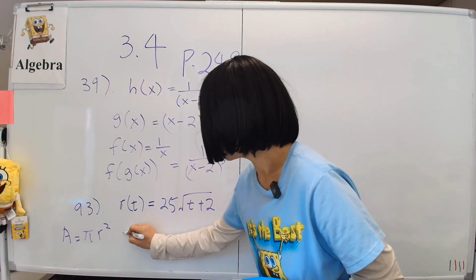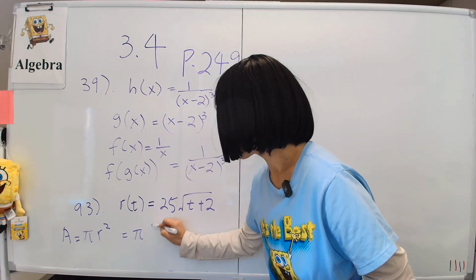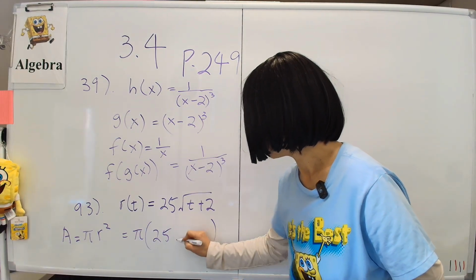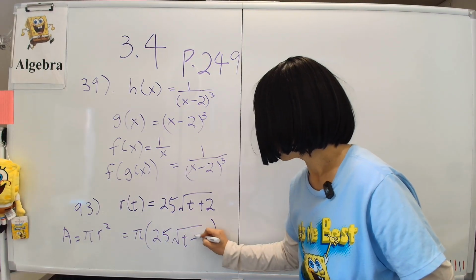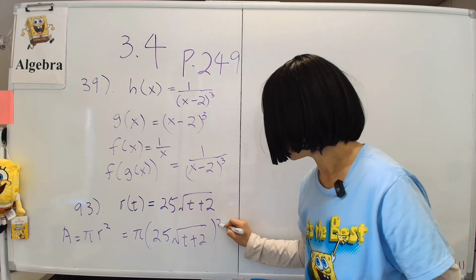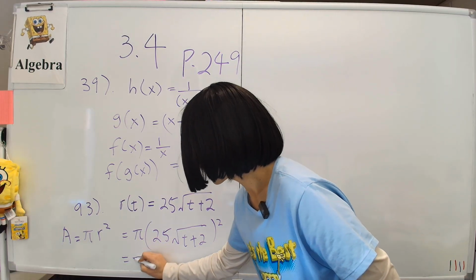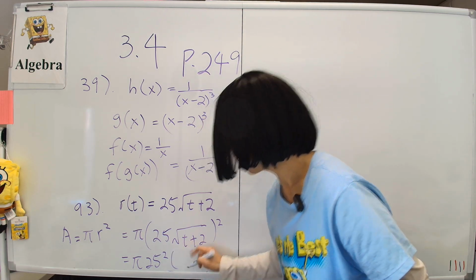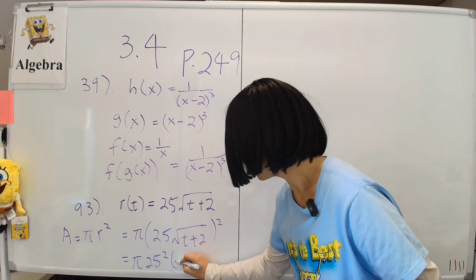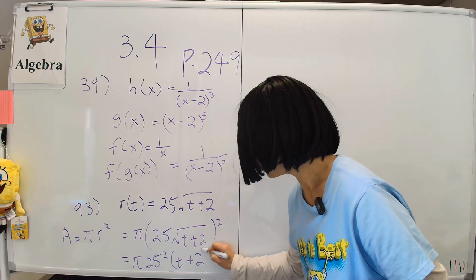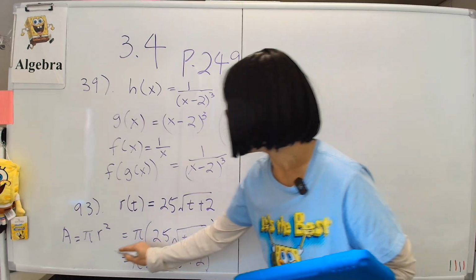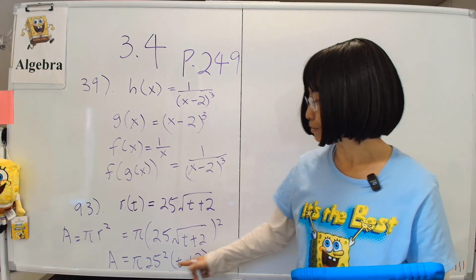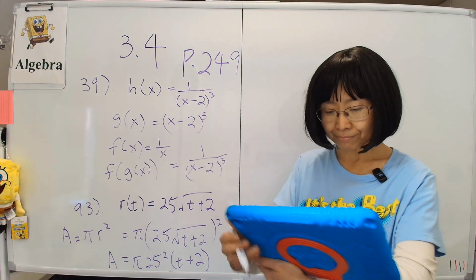In our case, it will be equal to pi times r squared, that thing squared. So I'll write this whole thing down, 25 square root of blah blah blah plus 2, and the whole thing squared equals pi times 25 squared, and then the square root got canceled out, so that's good, times (t plus 2), and that will be the area at any given time. In other words, if you wanted to figure out 1 second, you plug in 1 here, multiply this out, and that's your area at 1 second.